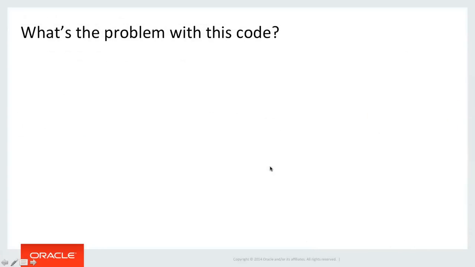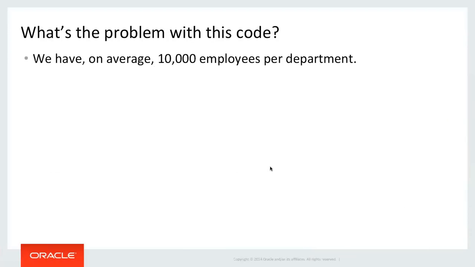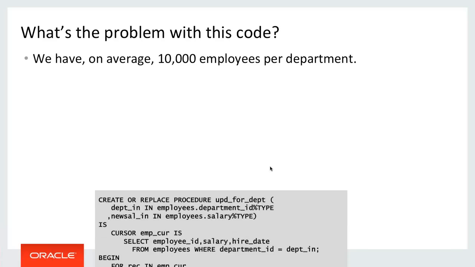So let's dive in. And in fact, I want to really dive in just by looking at code and asking ourselves, what's the problem with this code? So suppose I have an employees table with on average 10,000 employees per department. And I need to run some sort of adjustment to compensation.